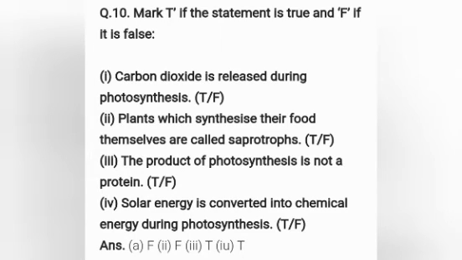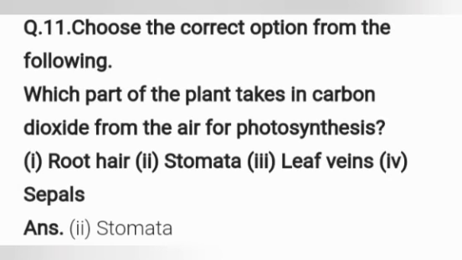mark T if the statement is true and F if the statement is false. Carbon dioxide is released during photosynthesis. It is false. Second one, plants which synthesize their food themselves are called saprotrophs. False. The product of photosynthesis is not a protein. True. Fourth one, solar energy is converted into chemical energy during photosynthesis. It is true. And our eleventh question is, choose the correct option from the following.